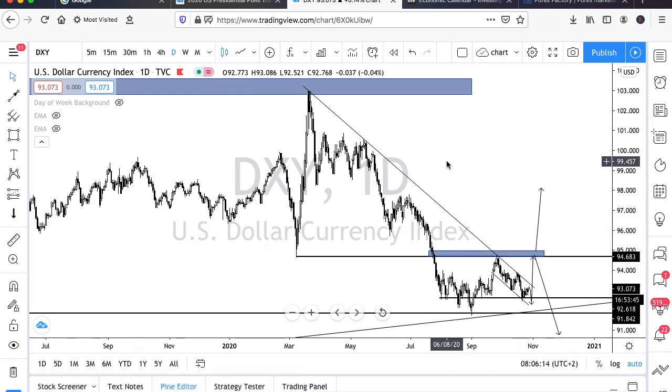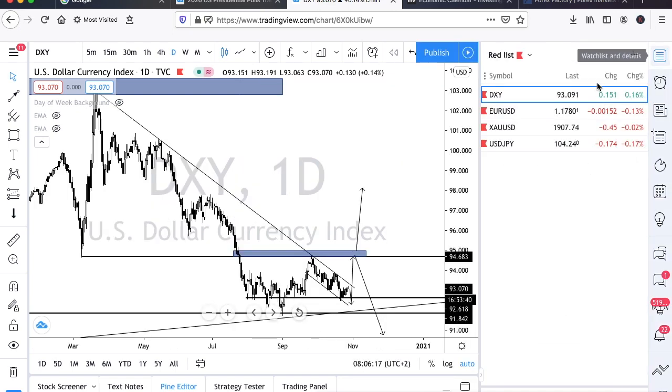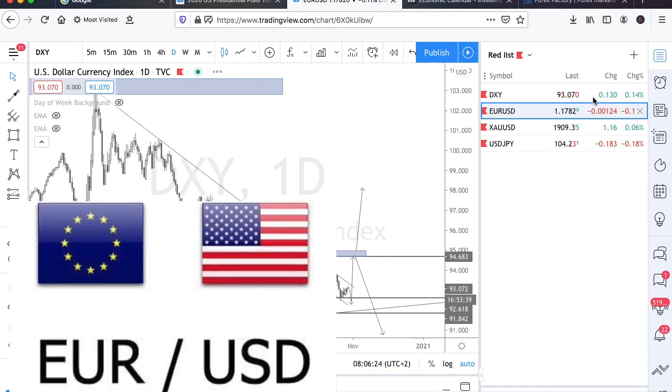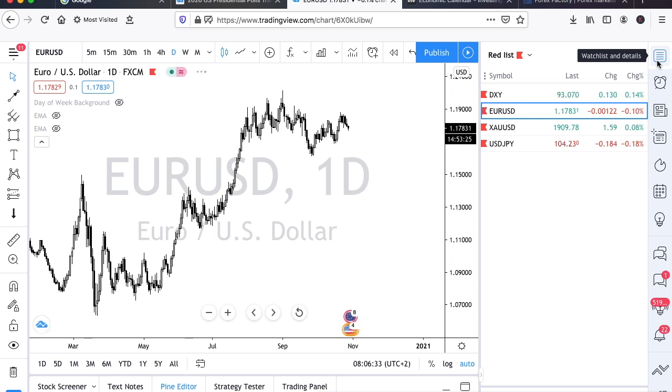So that's the dollar index. Let's move to another pair, which is Euro USD. Remember, if I'm seeing a buy on the dollar index, I should be seeing a sell on Euro USD, or if I'm seeing a sell on the dollar index, I should be seeing a buy, because these are negatively correlated. So it's also something you can be doing when you're doing your analysis.